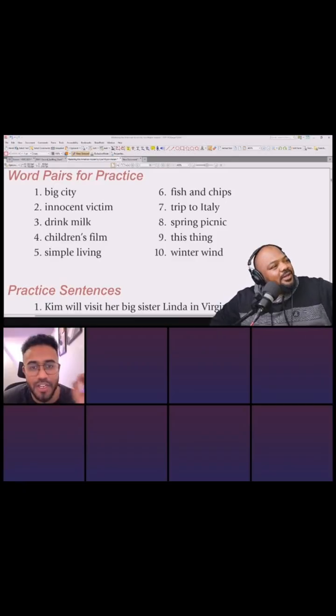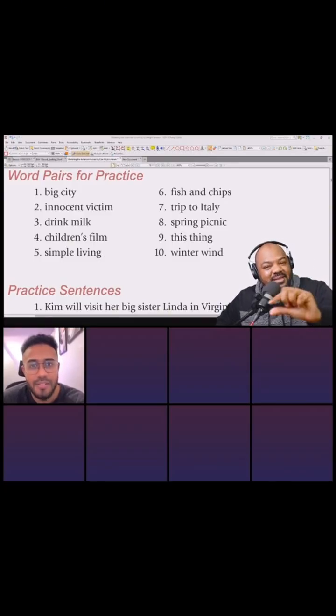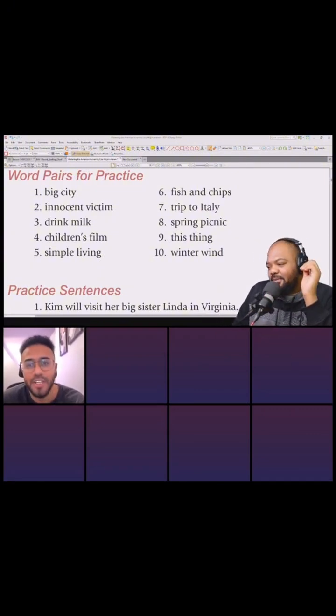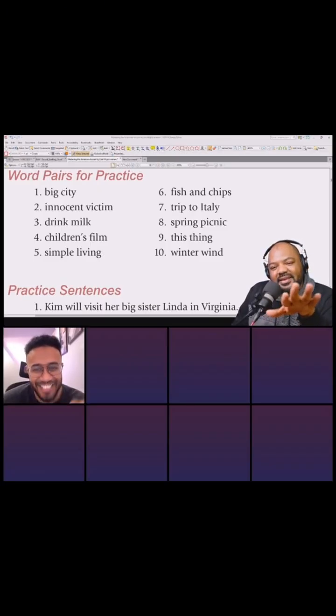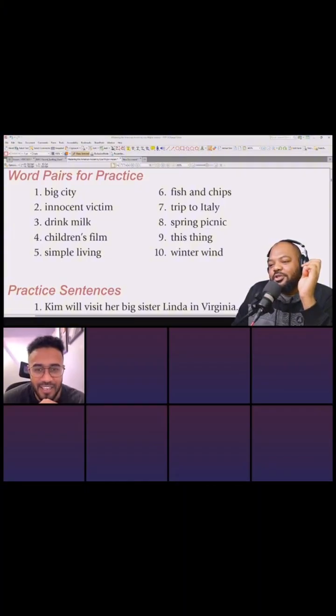What's that song, man? Bright lights in the big city. Have you heard that song? Is it what's his name? CeeLo Green. It's like bright lights in the big city. If you listen to it and you see how he says city and how he sings it, that's how you should say it. As if it's like a city. So number 2, innocent victim.